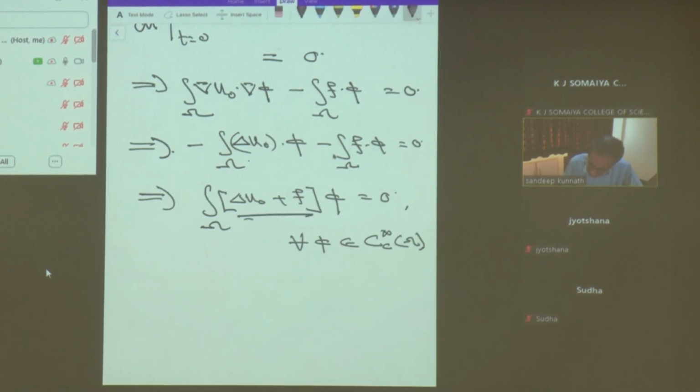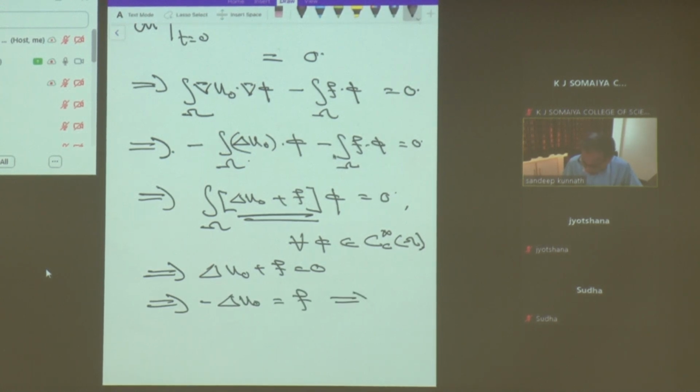That means you have one function here and you integrate that by multiplying with any C infinity function with compact support, and then as I pointed out yesterday, this will imply that that function, Laplacian of u naught plus f, is equal to 0, or equivalently, minus Laplacian of u naught is equal to f. This implies that the u naught solves the Dirichlet problem PD1.